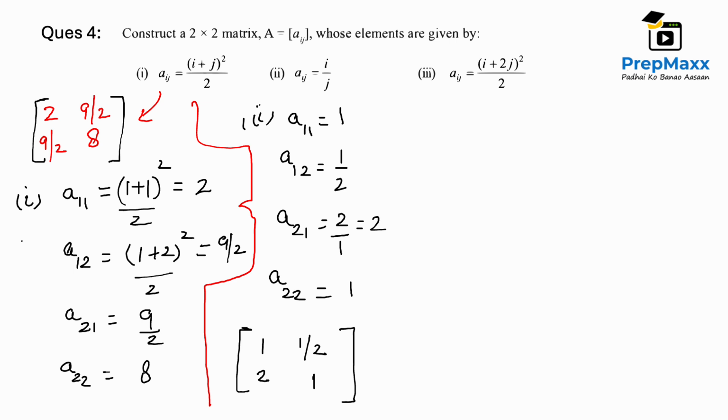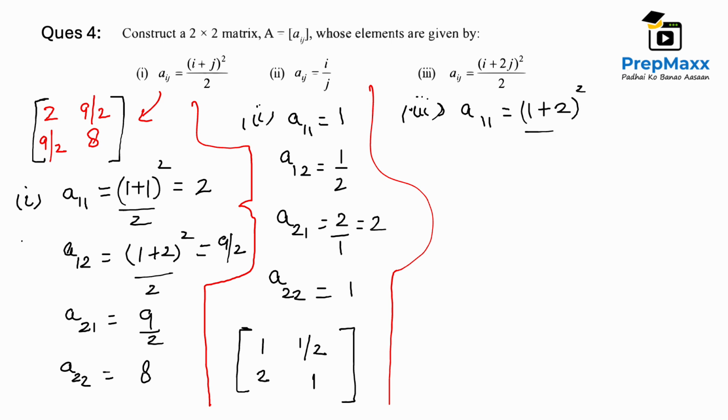And then the third part of this question. So what is going to be a11? Here (i plus 2j) whole square over 2, that is going to be (1 plus 2) whole square over 2, which is nothing but what? 3 square, which is 9, 9 over 2 is going to be the first element. Then a12, which is (1 plus 4) whole square over 2 basically. So it is going to be 25 over 2.